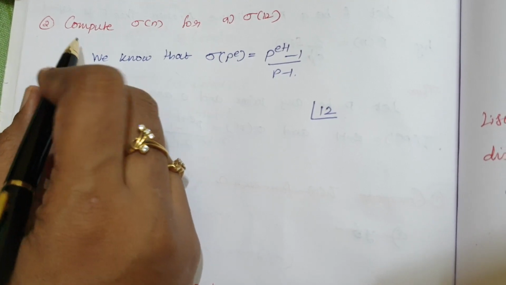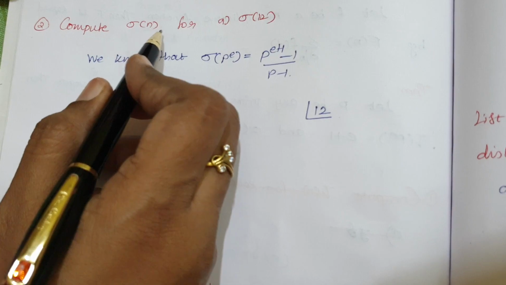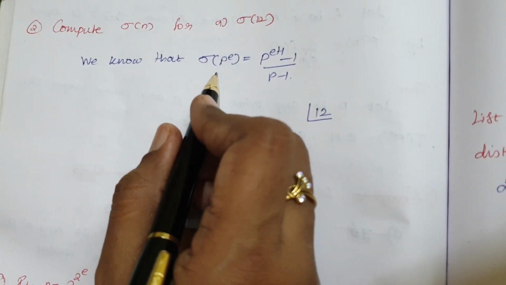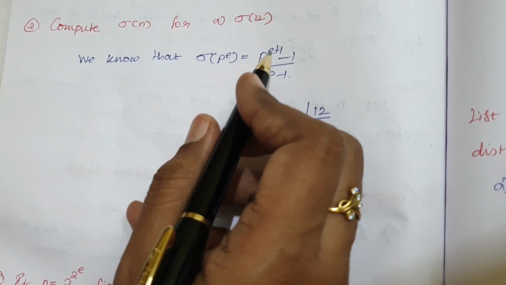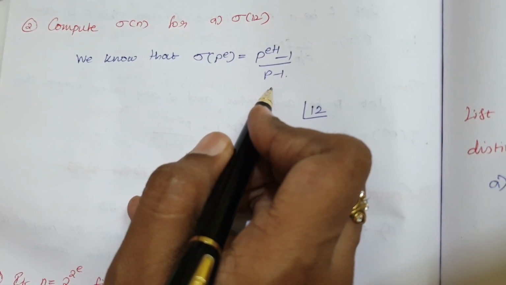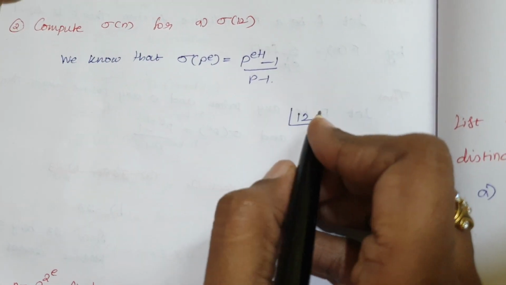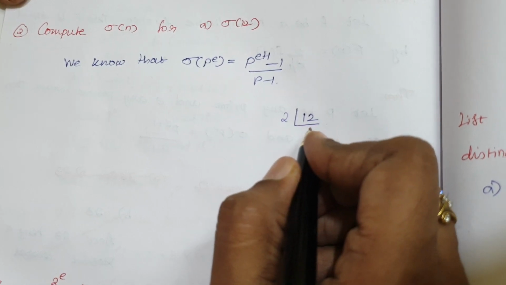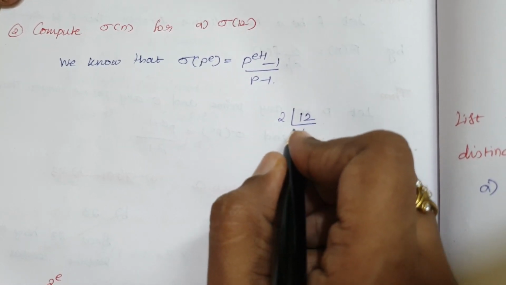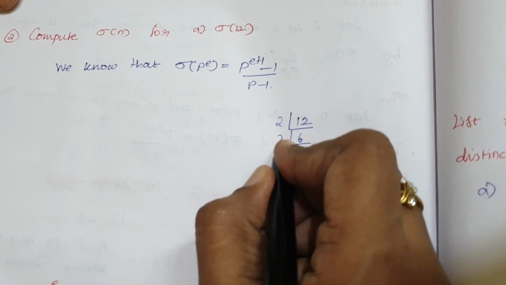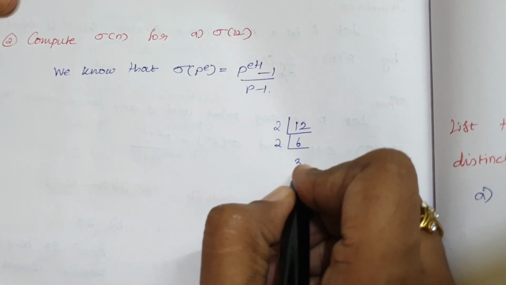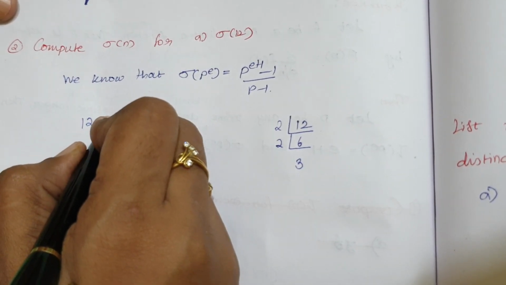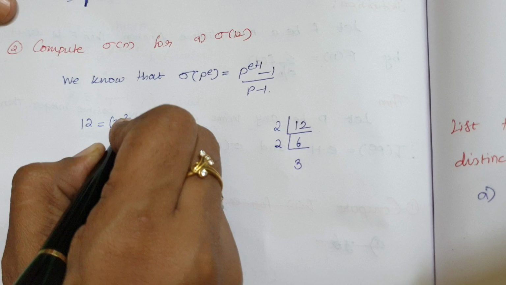In the second problem, they asked to compute the value of sigma of n for sigma of 12. We know the formula of sigma of p power e is (p power e plus 1 minus 1) divided by (p minus 1). First, let us see how to decompose 12 in terms of prime factors. When I first divide 12 by 2, I get 6, since 2 sixes are 12. Again, I divide 6 by 2, and 2 threes are 6. So 12 can be written in terms of prime factors as 2 squared into 3.